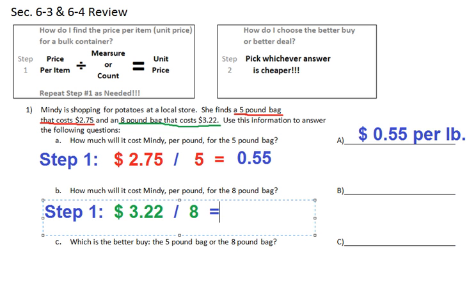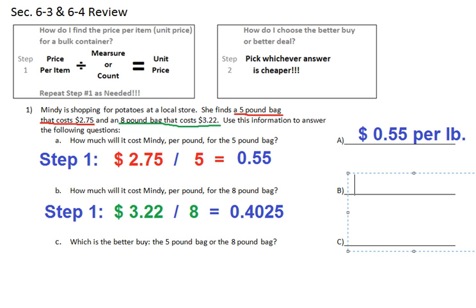And once again, when you divide, you might get a funky number. Look at that. That's kind of a longer decimal number. Well, what you got to do is round it, folks. You round it. All right? And what it comes out to being is 40 cents per pound.